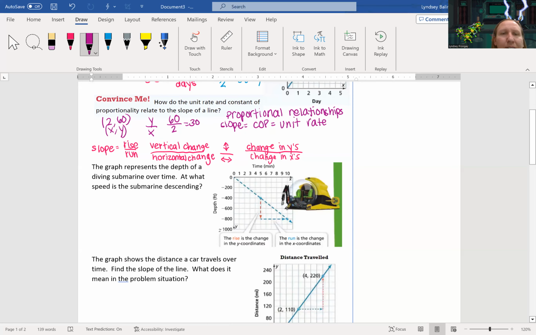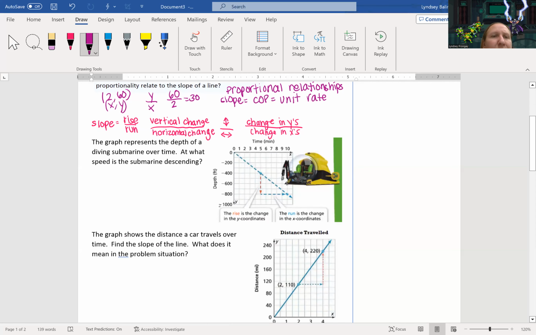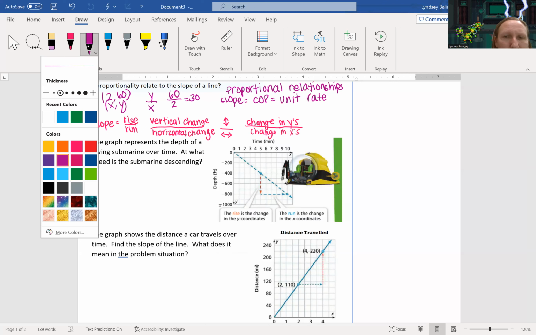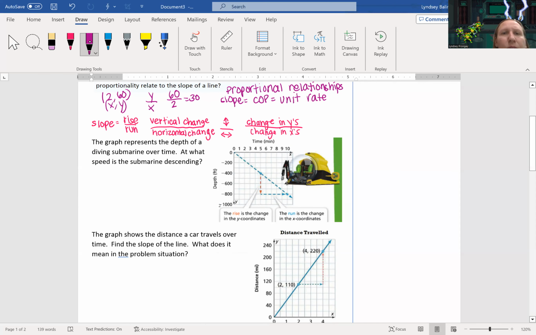Okay, going down to the next example, we have a graph that represents the depth of a diving submarine over time. At what speed is the submarine descending? Okay, so we have two points. This one here, they went down first. So we said slope is rise over run, so up or down, and then left and right. So here, they started at this point, which was 5, negative 400, and we're going down to this point over here, which is 10, negative 800.